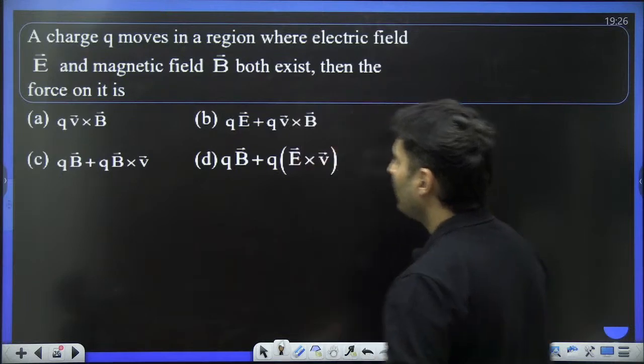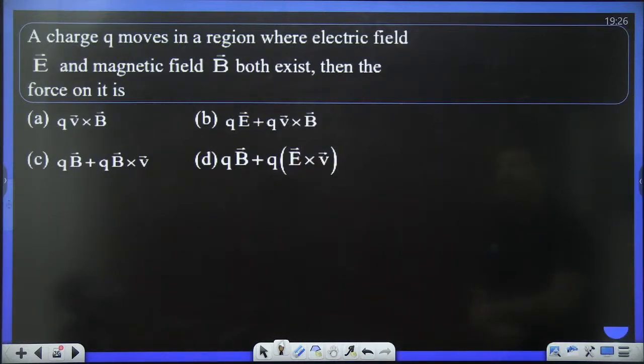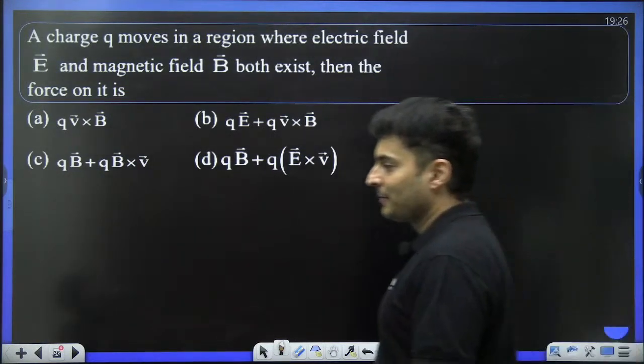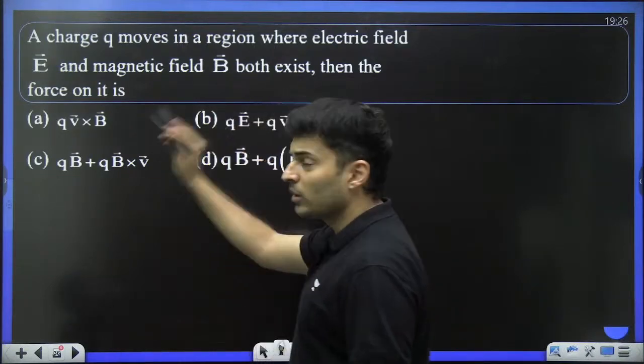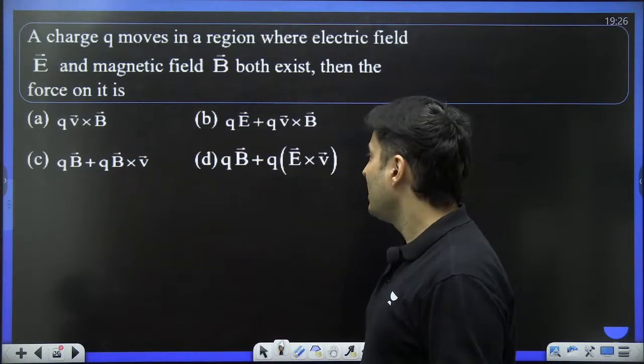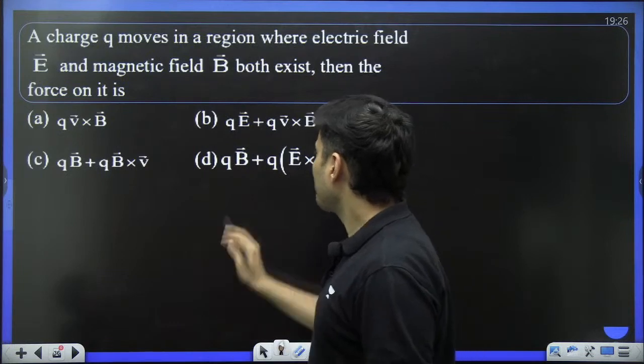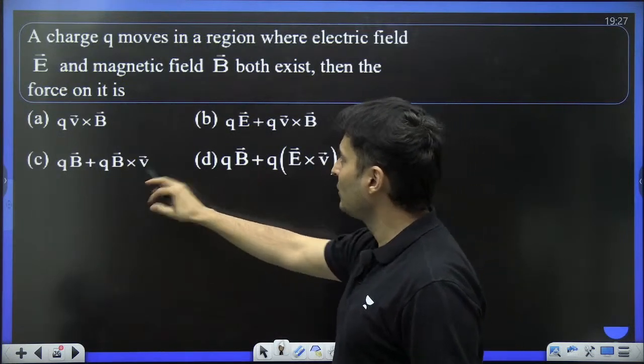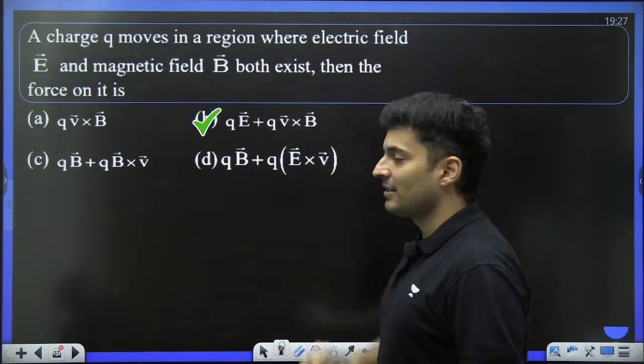Come on. A charge cube moves in a region where electric field and magnetic field both exist, then the force on it is. Come on, the force on it is A, B, C, D. Both are there. Both forces will be there. Electric field and magnetic field. Is it this? No. Is it this? No. Is it this? Yes. The answer is B. Very good.